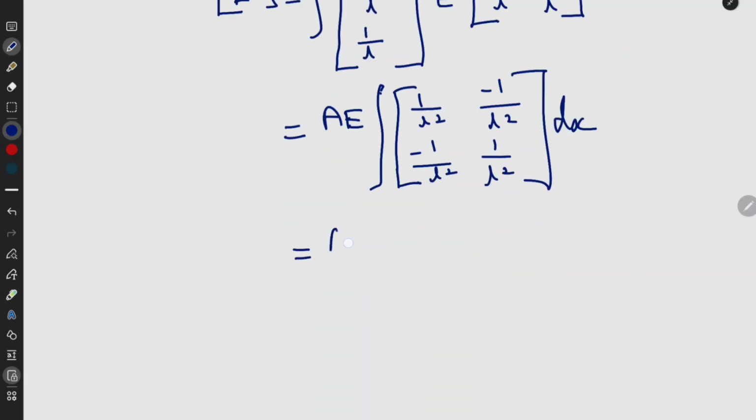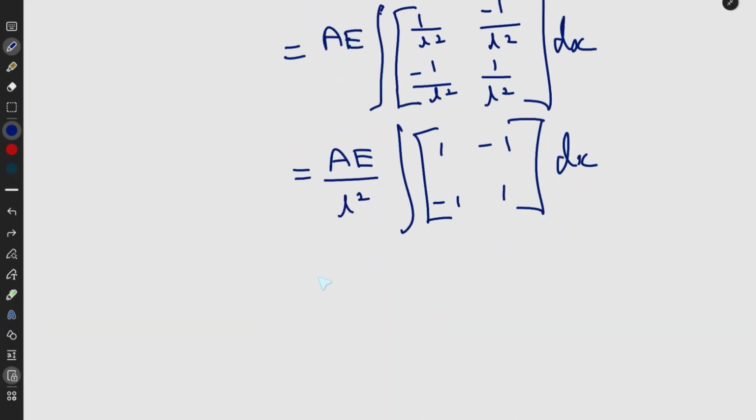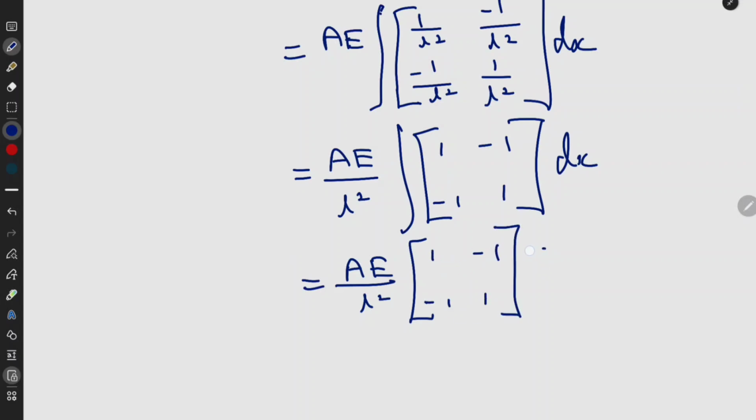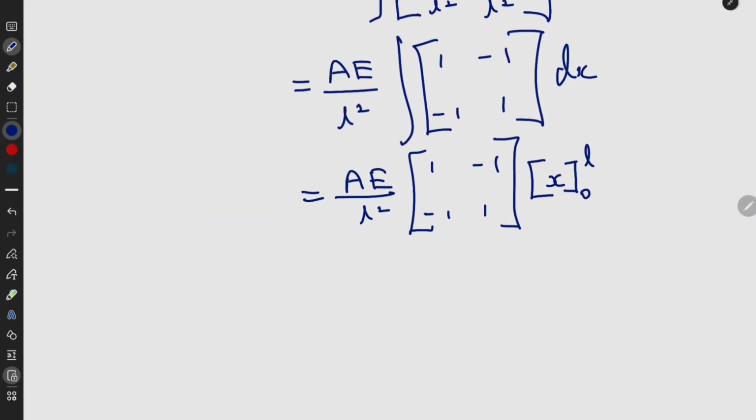So it is equal to AE by L square. We can take the L square outside because it is common. So it is the integral of [1 minus 1, minus 1 1] into dx. Next I am going to do the integration. That is equal to AE divided by L square. This is a constant, so I am taking it outside, and the integration of dx is x, with limits 0 to L, because the length of the element is L.